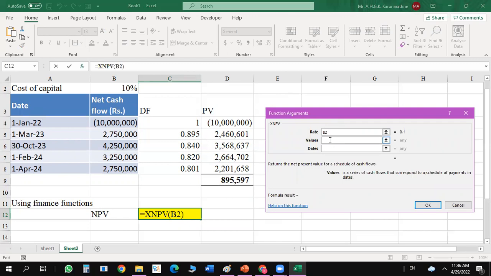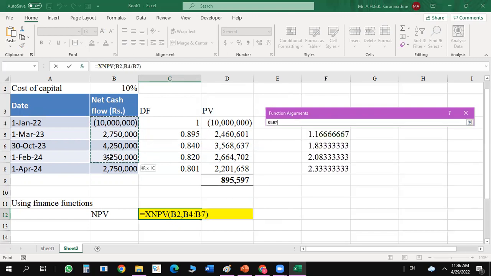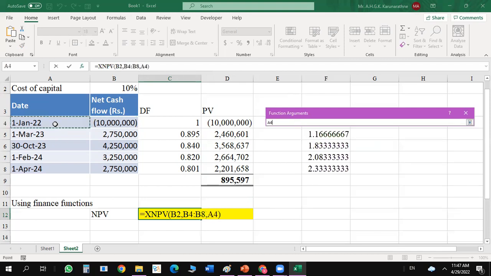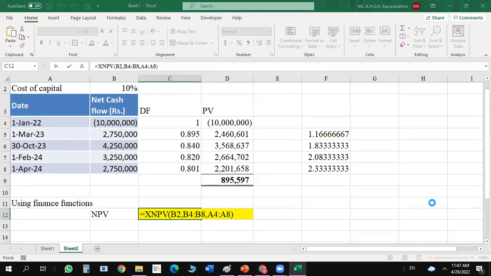Now, unlike in the previous NPV calculations, we did not give initial cash outflow as values. Except initial cash outflows, all other cash flows were highlighted. But here for the XNPV method, you just give all the cash flows like this. Then do the dates like this, then say okay.